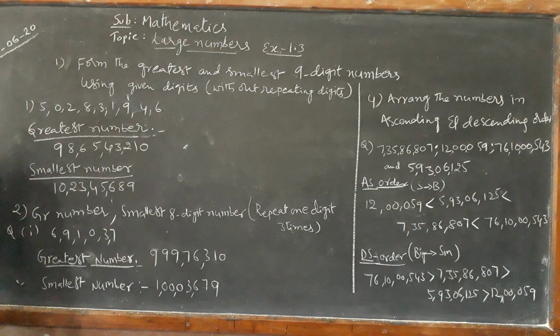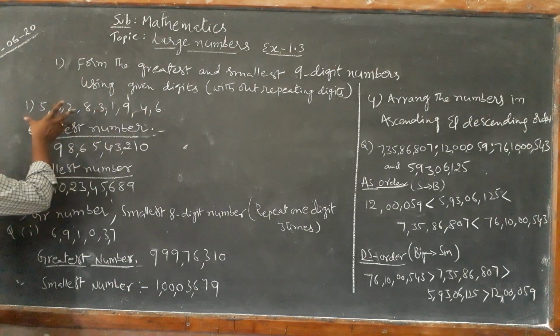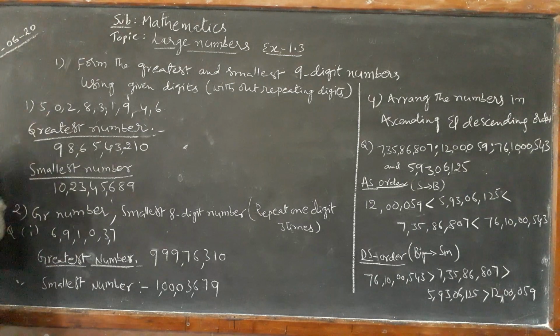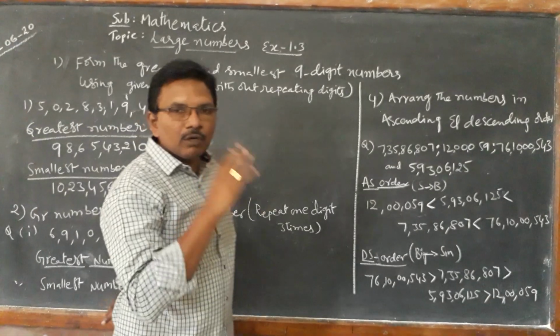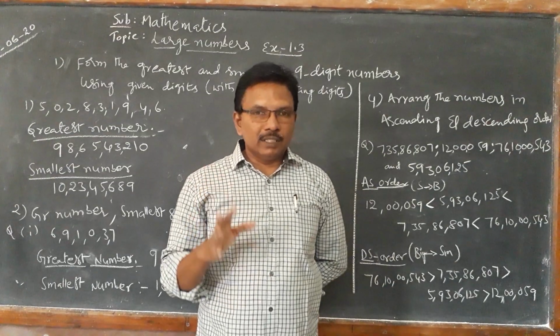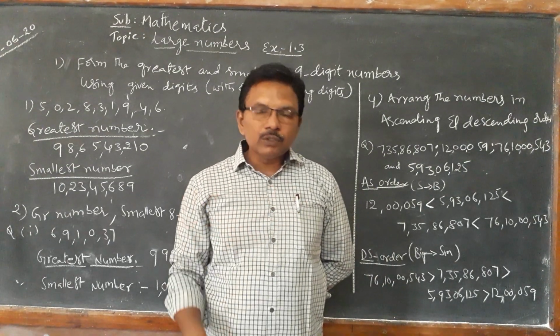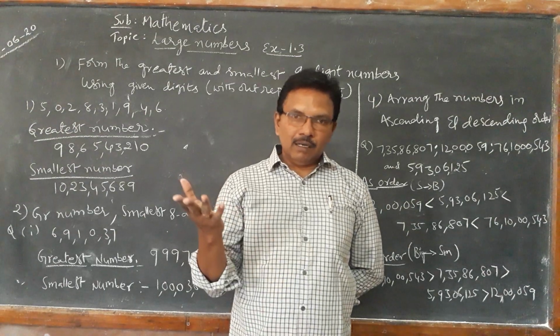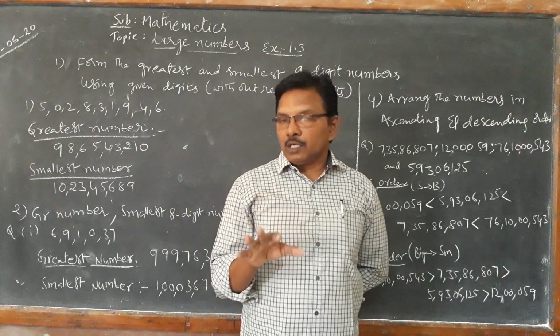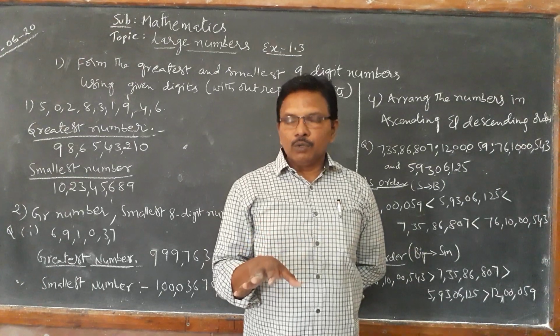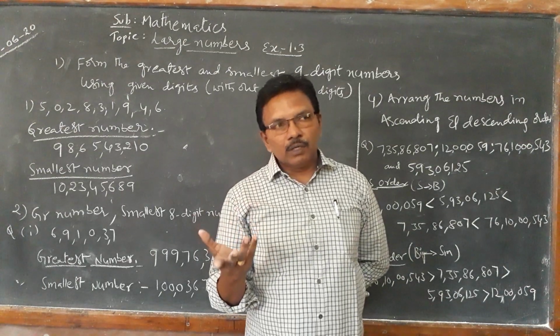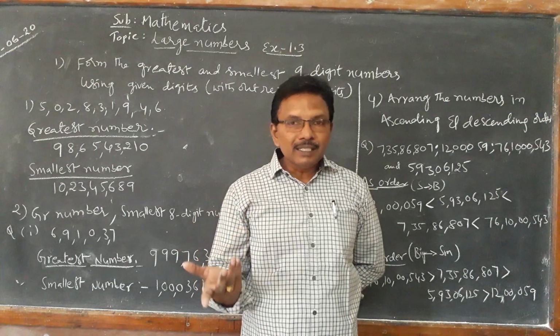Now, similarly, we can also write the smallest 9-digit number. That means digits should not repeat here. What is the smallest number by using the digits here? Out of the given digits, what is the smallest digit? 0. Shall we start with 0? No, we should not start any number with 0. If you start with 0, that is uncountable. We cannot count. So any number should not start with 0. That 0 is not countable.